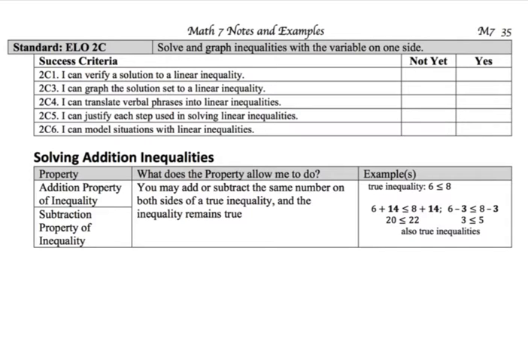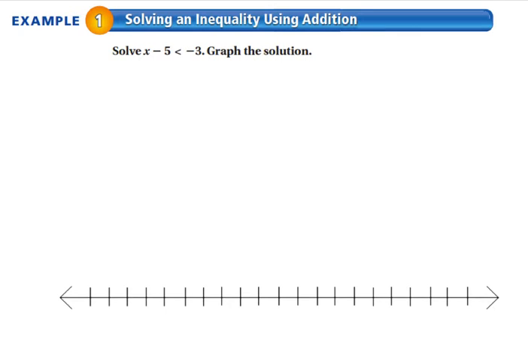which means that you can add or subtract the same number on both sides of a true inequality and the inequality will remain true. For example, 6 is less than or equal to 8 is true. 6 plus 14, which is 20, is less than 8 plus 14, which is 22. Or I could subtract: 6 minus 3, which is 3, is less than or equal to 8 minus 3, which is 5. Those are also true inequalities.